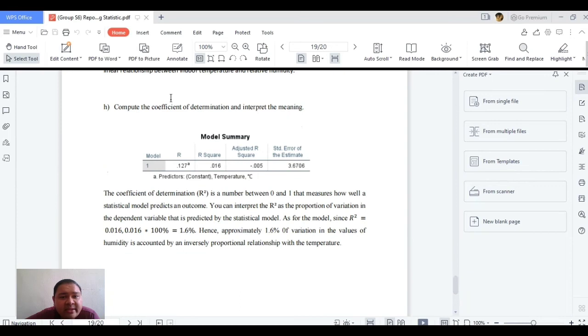So for H, compute the coefficient of determination and interpret the meaning. So the model summary R equals 0.127, right, which when we square it, we will get 0.016. Okay, so the coefficient of determination R square is a number between 0 and 1 that measures how well a statistical model predicts an outcome. You can interpret the R square as the proportion of variation in the dependent variable that is predicted by the statistical model. As for the model, since R squared equals 0.016, times 100 equals 1.6%. Hence, approximately 1.6% of variation in the values of humidity is accounted for by the inversely proportional relationship with the temperature.